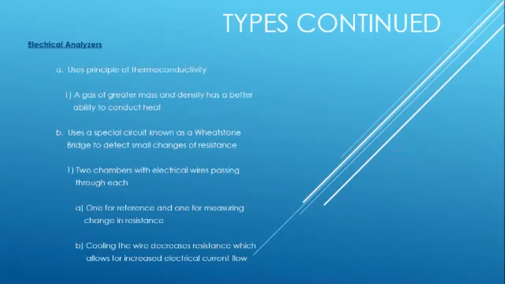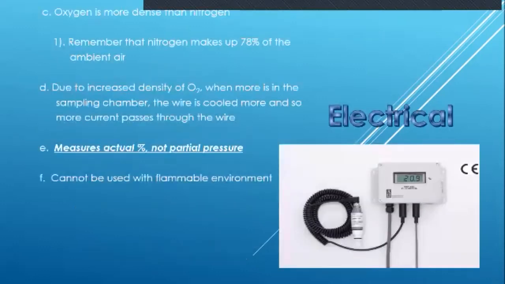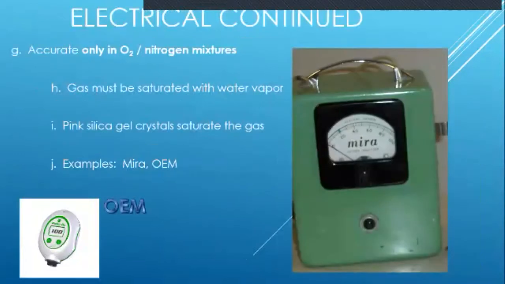Then the second one was the electrical analyzer, which uses a special circuit called the Wheatstone bridge. I promise you'll see that word, Wheatstone bridge. That's the electrical analyzer, right? And it measures percent and not partial pressure. It measures the actual percent, okay? The gas inside of the electrical must be moist. So they use the pink silica gel crystal, all right?